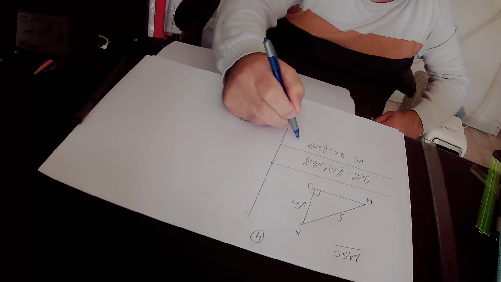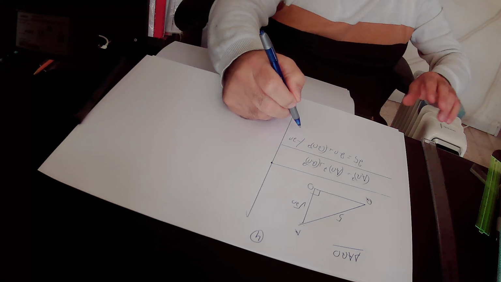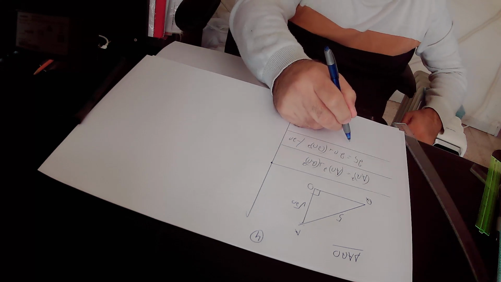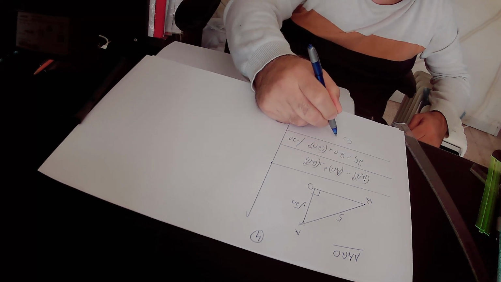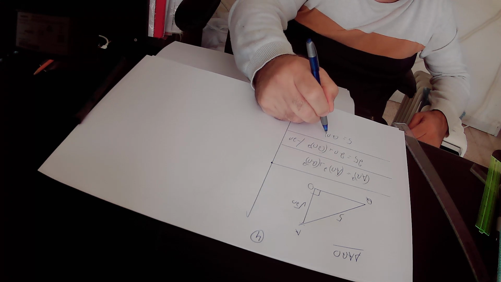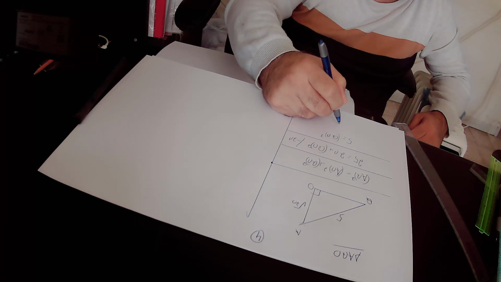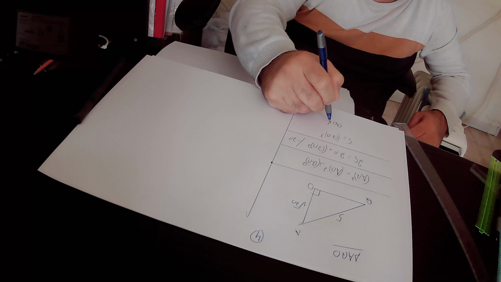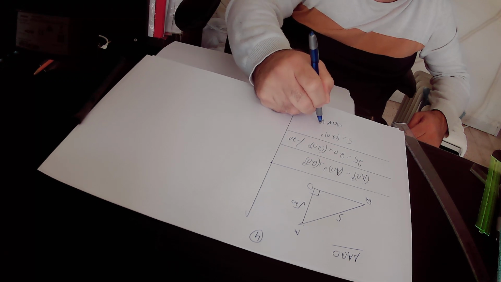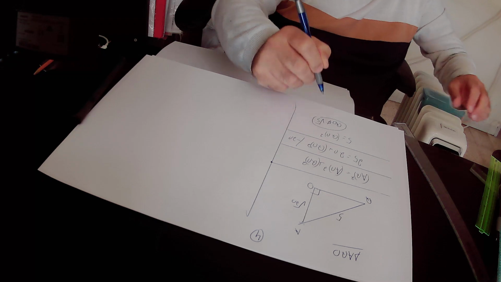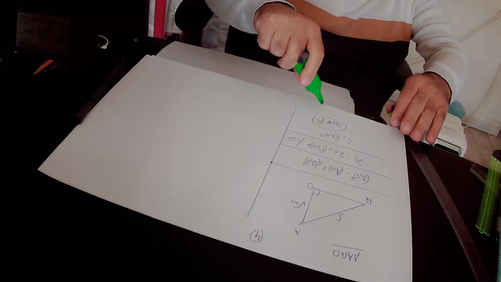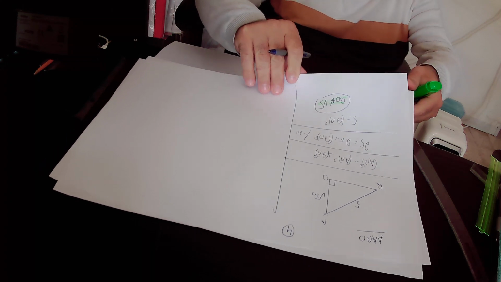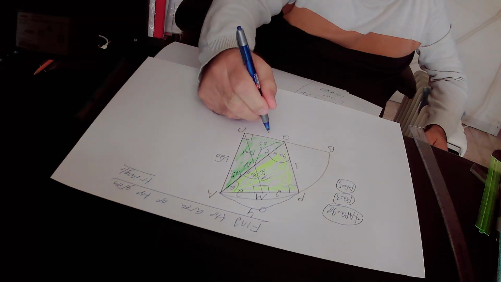Here we subtract 20 from this equation. 25 minus 20 is 5, so 5 equals QO squared. In the next step, we take the square root of this equation and finally we get that QO equals the square root of 5 units.